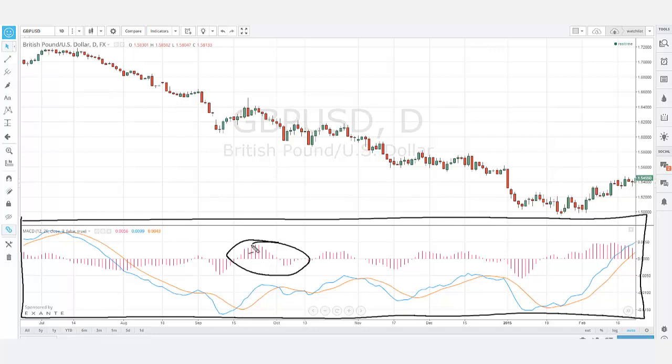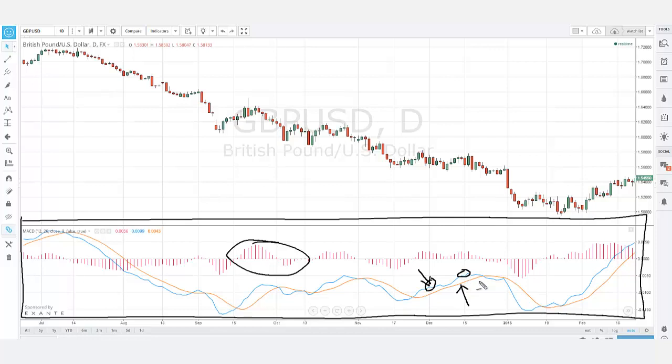This blue line over here, if you want to know the mathematical calculation behind it, is called the MACD line. You derive it by taking the 12-day exponential moving average and minus off the 26-day exponential moving average. That gives you the MACD line, which is the blue line. Now, how about this orange line? It is called the signal line and is simply a 9-day exponential moving average of the blue line. That's how you derive the orange line.